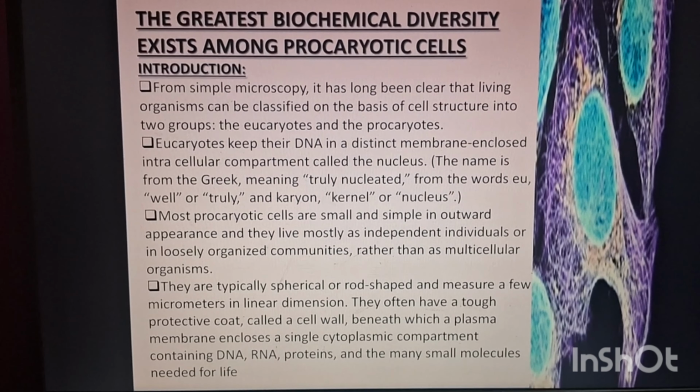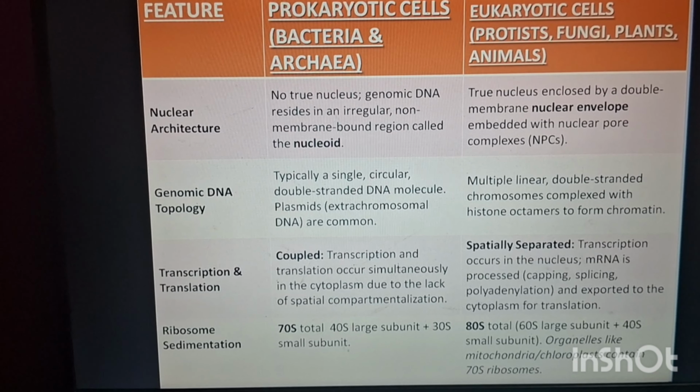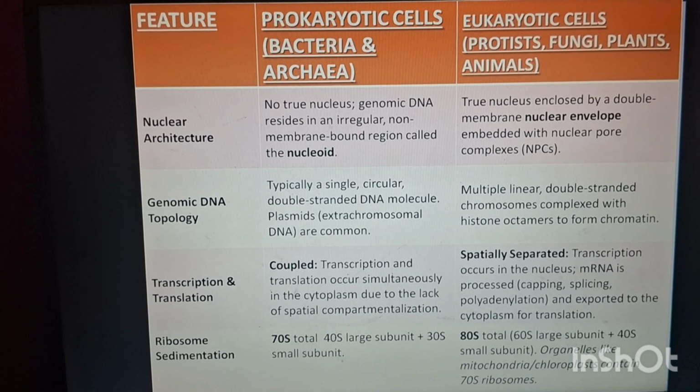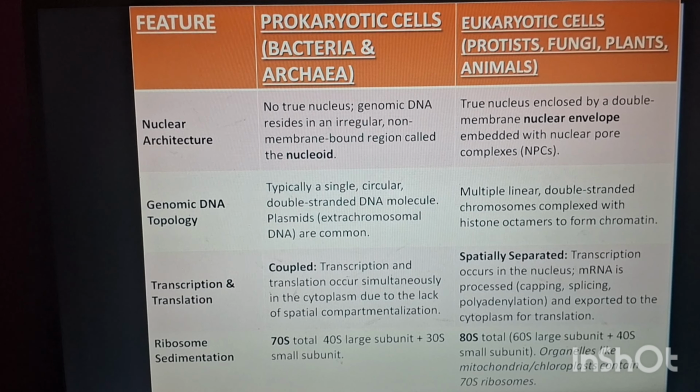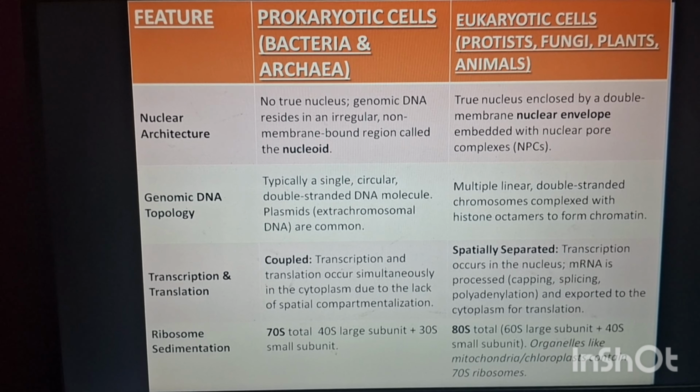Next, difference between prokaryotic cells and eukaryotic cells. Examples of prokaryotic cells are bacteria and archaea, and examples of eukaryotic cells are protists, fungi, plants and animals. First feature is nuclear architecture. In prokaryotic cells, there is no true nucleus; genomic DNA resides in an irregular, non-membrane bound region called the nucleoid. In eukaryotic cells, the nucleus is enclosed by a double membrane nuclear envelope embedded with nuclear pore complexes.